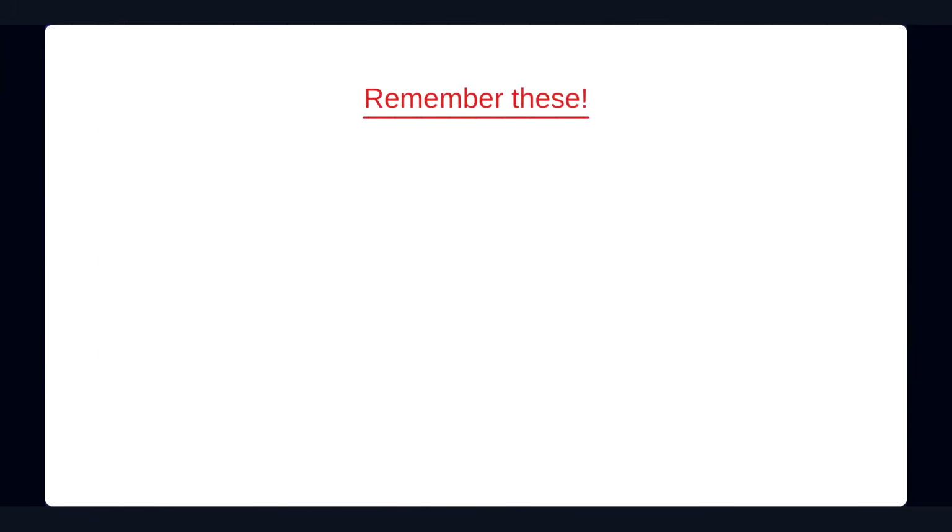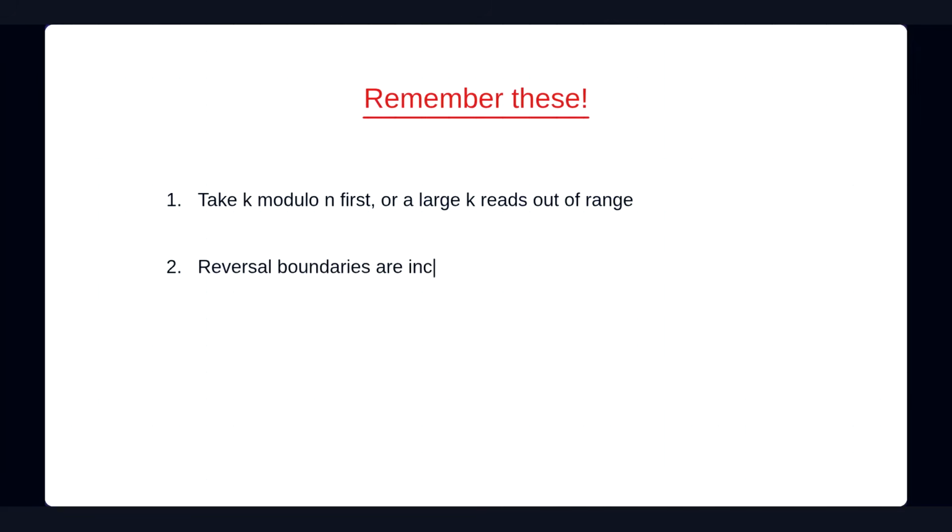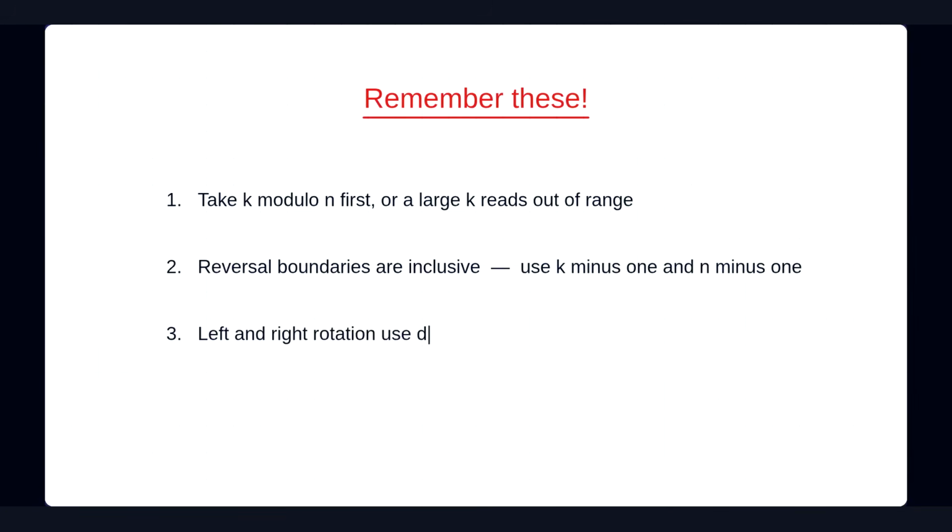Always reduce k with k modulo n first, otherwise a large k pushes your indices out of range. Watch the reversal boundaries, they are inclusive, so the first block ends at k minus 1. Remember, left and right rotations split the array at different points.